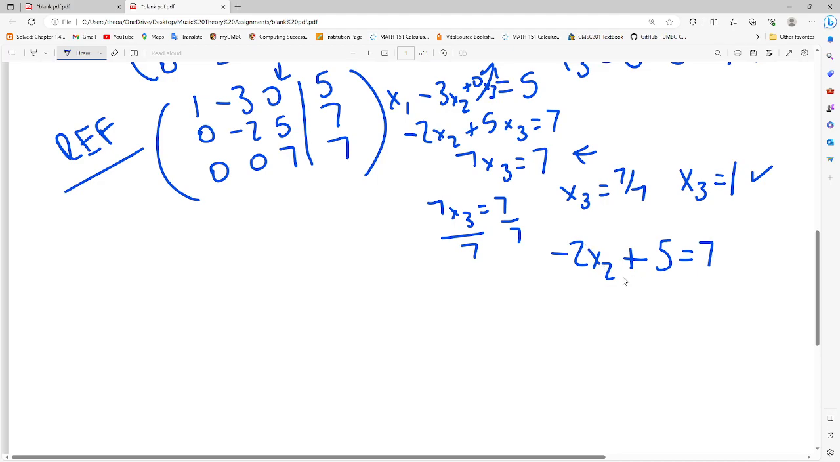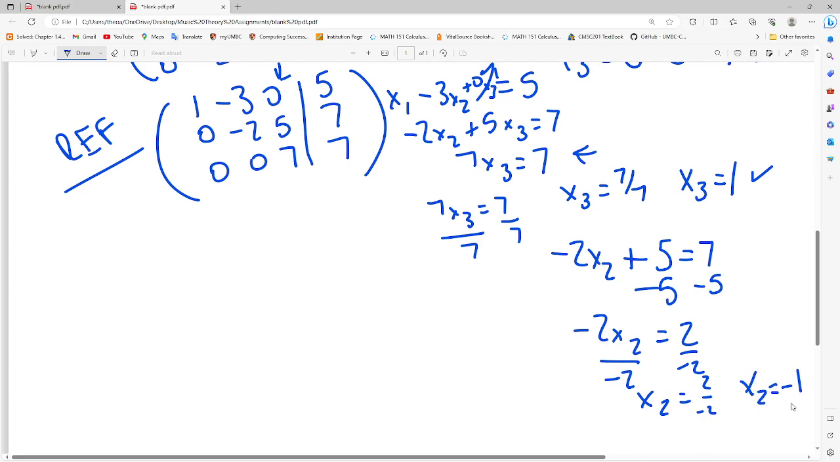Since we have this negative 2x2, we have this plus 5, we want to get this by itself. Subtract 5 from both sides. Negative 2x2 equals 7 minus 5, which is 2. Now I want this x2 by itself, so we divide both sides by negative 2. x2 equals 2 divided by negative 2. So x2 is going to equal negative 1.